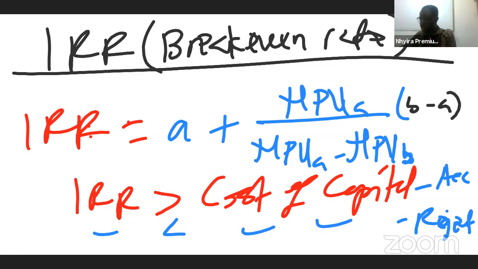So the decision rule is simple. When the internal rate of return is greater than the cost of capital of the company, we accept the project. When it is less than the cost of capital of the company, then we reject the project. So like I mentioned, we're going to be building up from the question we were solving yesterday.